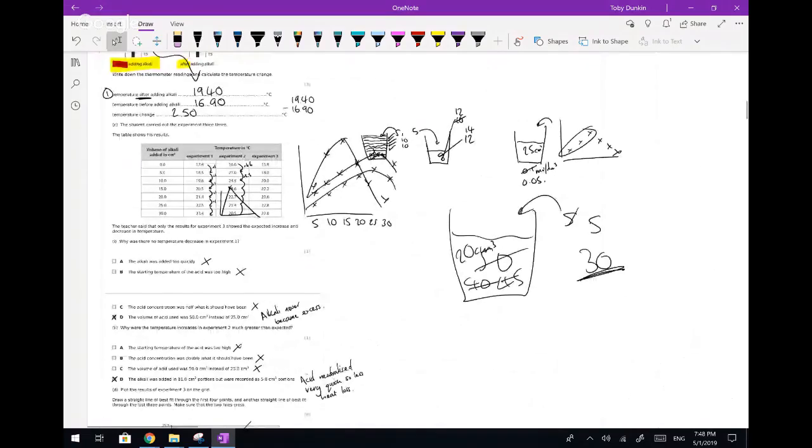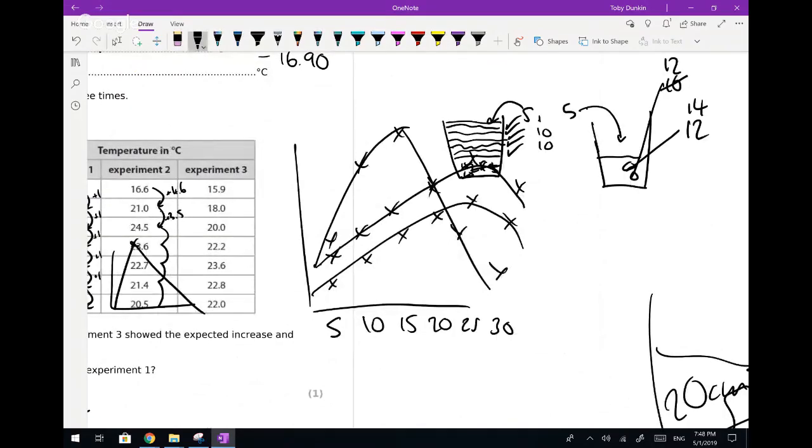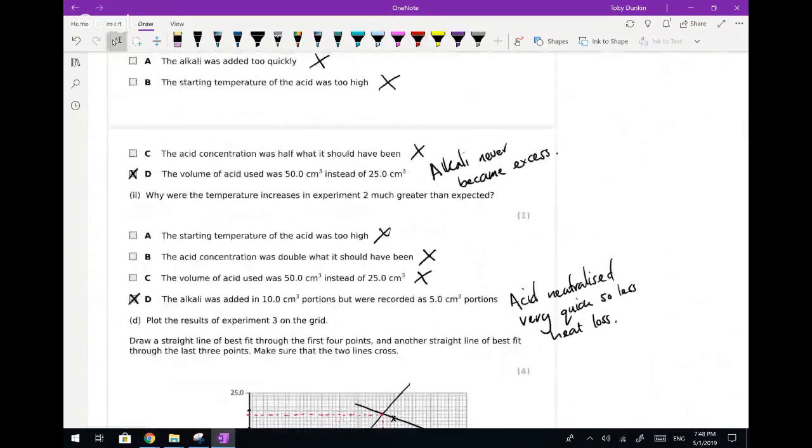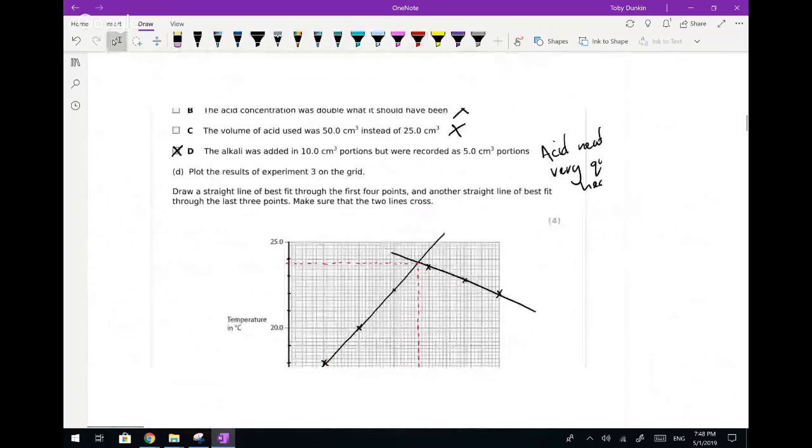If I added it in larger quantities, I'll see a big spike and then a big drop. That line here matches that line there. Neat, that. That's hard though, folks. That's grade A stuff. People guess them.